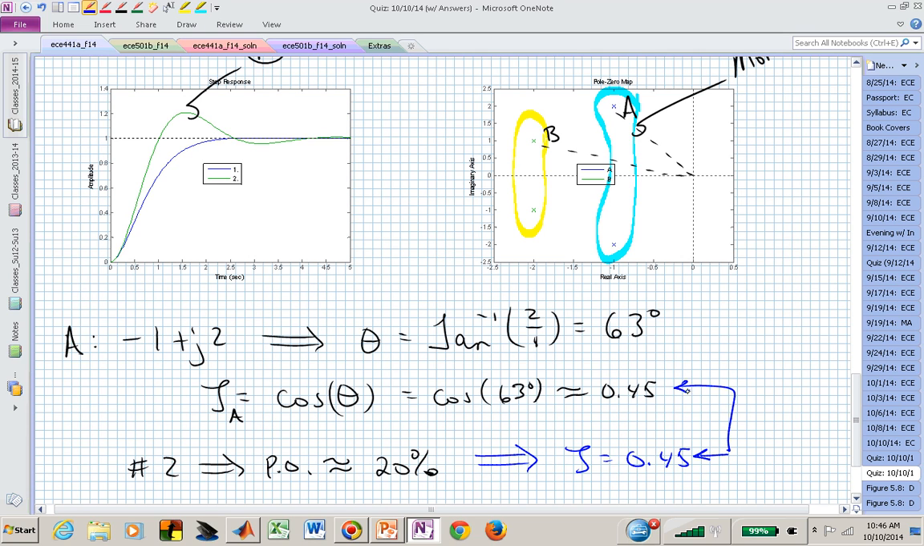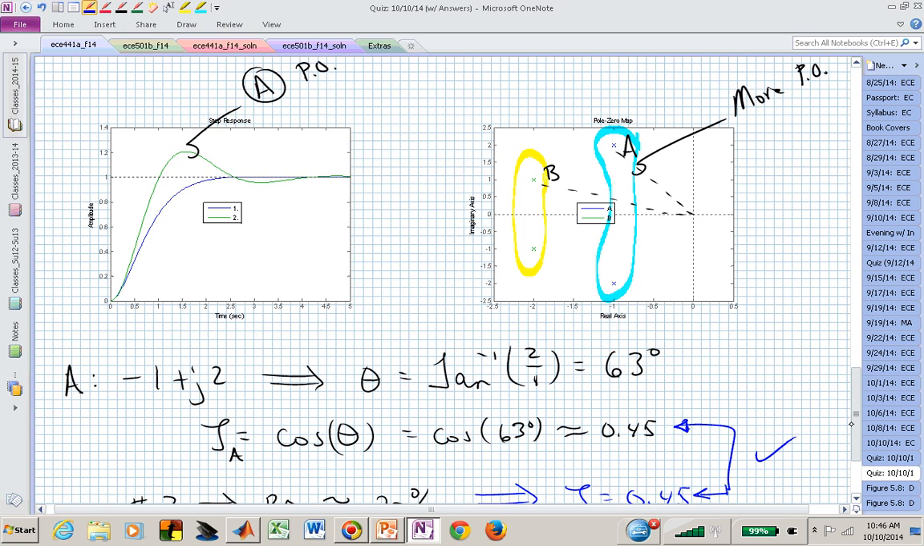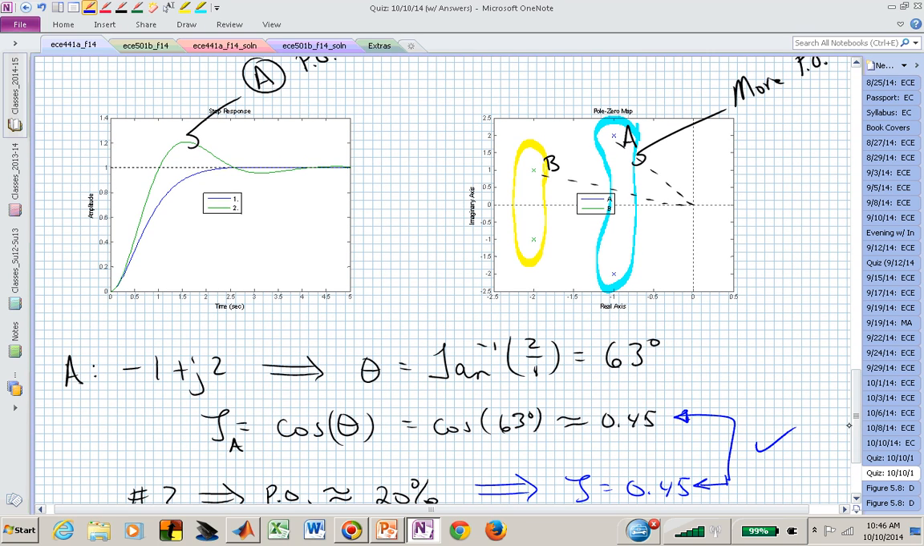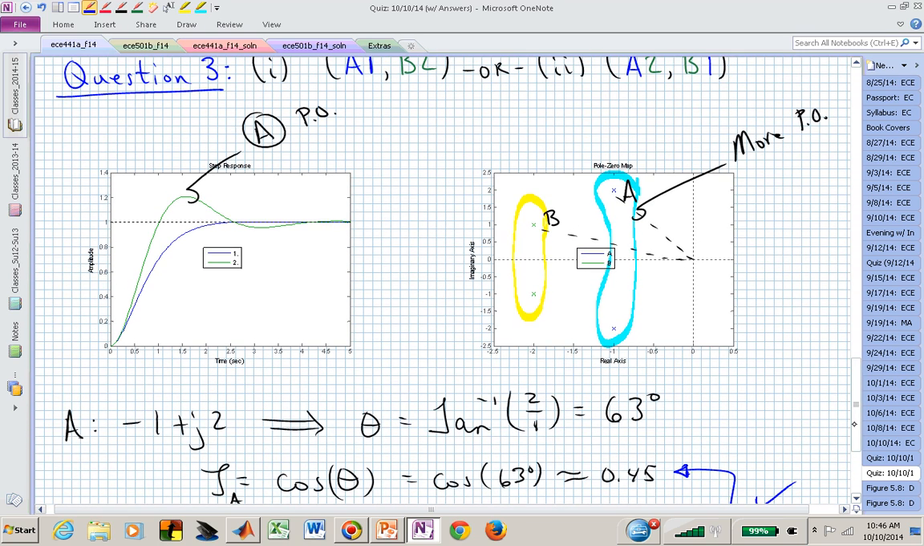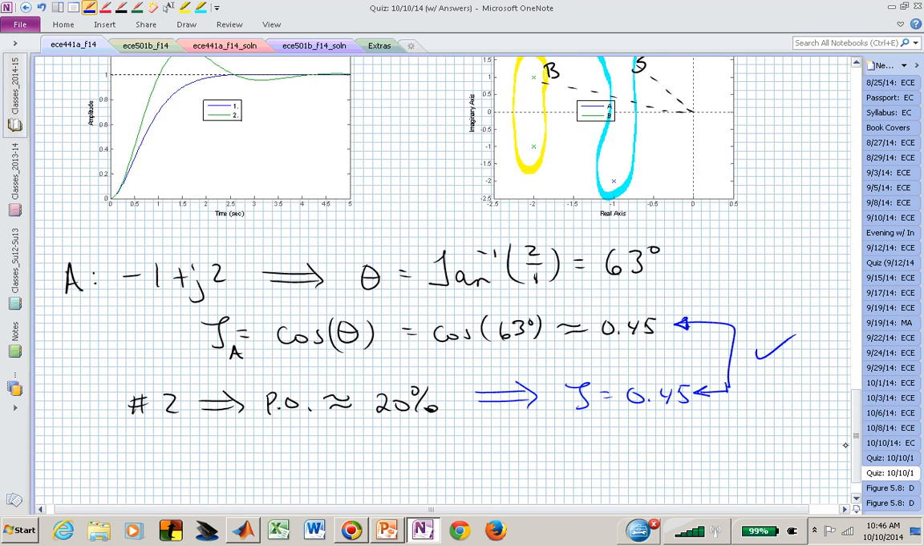Those two agree, and so we now can look at, from a more quantitative perspective, associate pole pattern A with response trajectory number 2. So now we have A correlated or matched with response number 2.